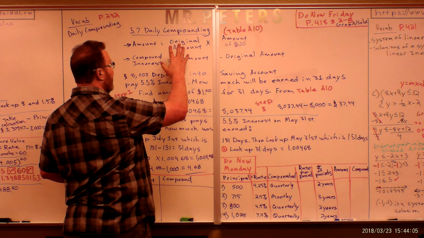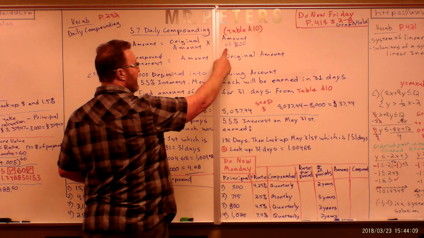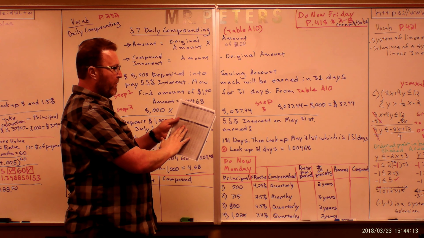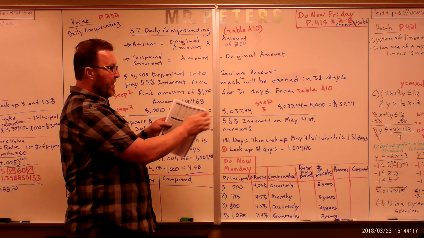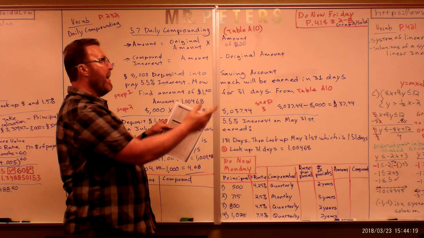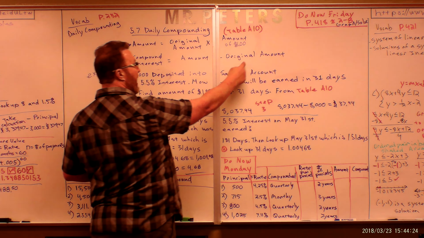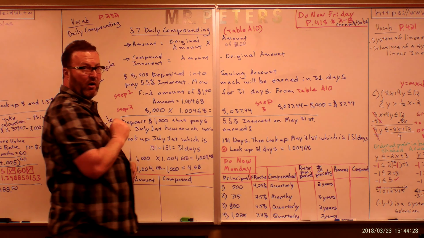So basically, we have two different things we're doing. We're taking the original amount, the principal amount, and times the amount of the dollar from the table. So this is the table I'm referring to. We're looking for how many days have elapsed within there, and we're selecting this amount to plug into our formula. Then we're taking the amount minus the original amount, the principal amount, and this is giving our compound interest.